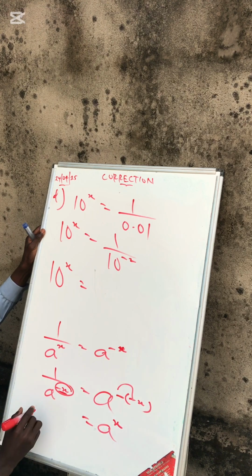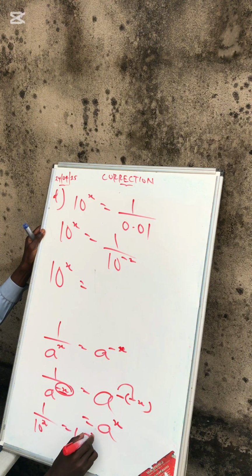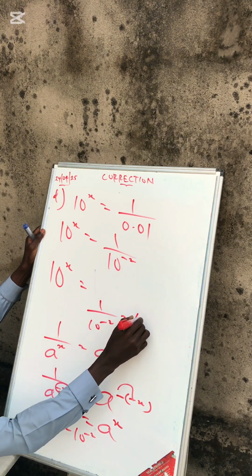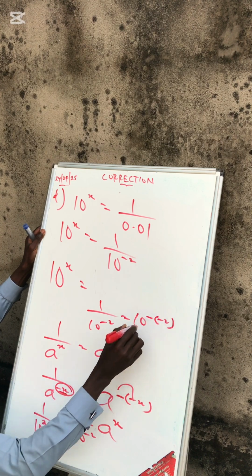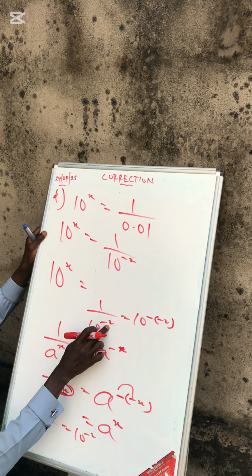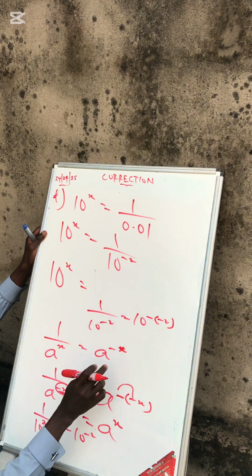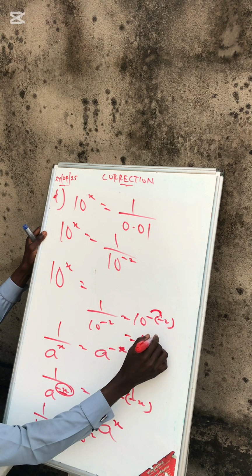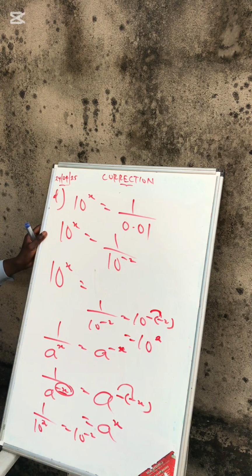So 1 over 10 raised to the power 2 is 10 raised to the power minus 2. But 1 over 10 raised to the power minus 2 will now be what? 10 raised to the power minus, open bracket, minus 2. Look, don't play with the duster. If the power already has a negative value, you must put the minus that should normally be there. And minus and minus is plus. That's 10 raised to the power 2. Do you understand? Are you sure?